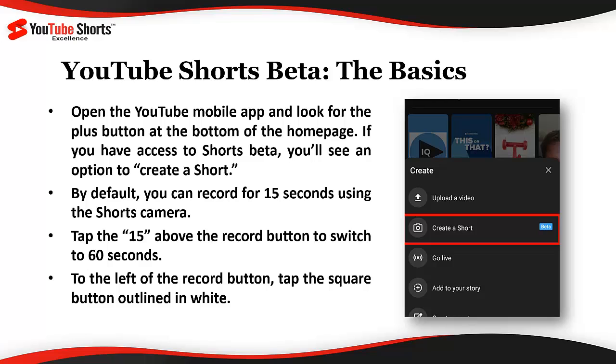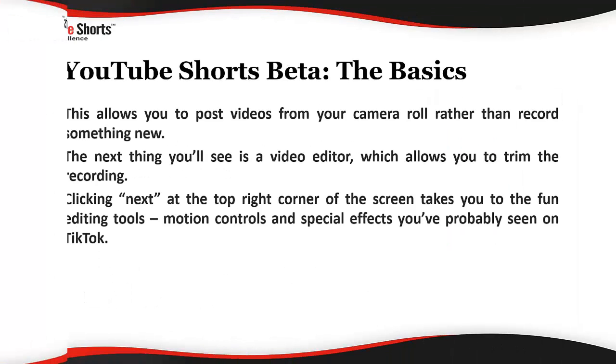To the left of the record button, tap the square button outlined in white. This allows you to post videos from your camera roll rather than record something new. The next thing you'll see is a video editor, which allows you to trim the recording. Clicking Next at the top right corner of the screen takes you to the fun editing tools. Motion controls and special effects you've probably seen on TikTok.